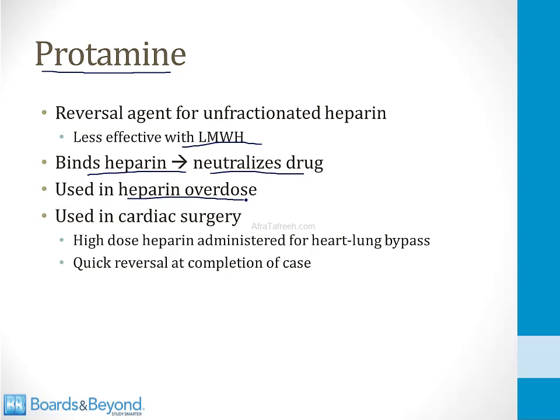One of its major places where it's used is in cardiac surgery. So when patients have open heart surgery, they have to immobilize the heart, and this means the patient needs to be placed on something called the heart-lung machine, which oxygenates the blood. Circulating blood through the heart-lung machine requires very high dosages of heparin to prevent clots from forming. When the case is over, you obviously want to quickly reverse the effects of heparin so that the patient doesn't bleed, and this is done by administering protamine.